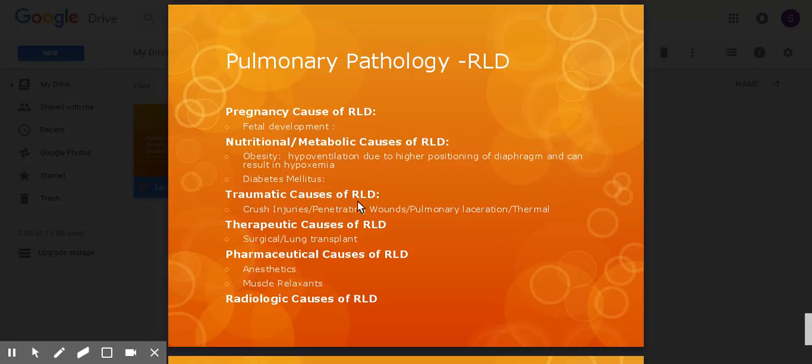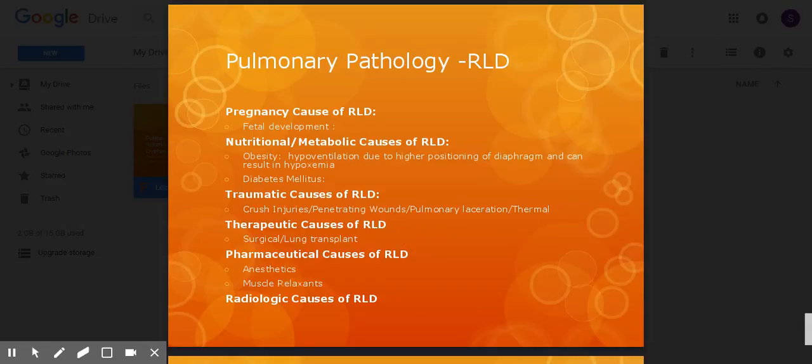There are traumatic causes for restrictive lung dysfunction. Just as some descriptions, there are crush injuries, penetrating wounds, pulmonary lacerations, and one that's not thought of quite as often is thermal injuries. A person is caught in a home fire, and the temperatures become so high that the air they breathe into their lungs actually causes burning and scarring of the lung tissue itself.